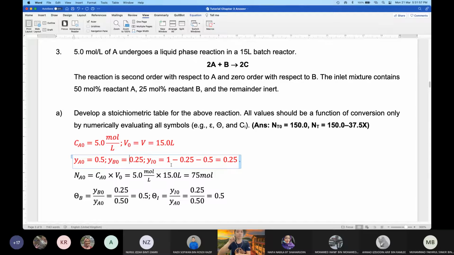Total percentage, 100% is 1. 1 minus 0.5 minus 0.25, you get 0.25. Okay, so done. You already know the fraction juga. Initially fraction dia pun dah tahu. Okay. So let us go to the question.